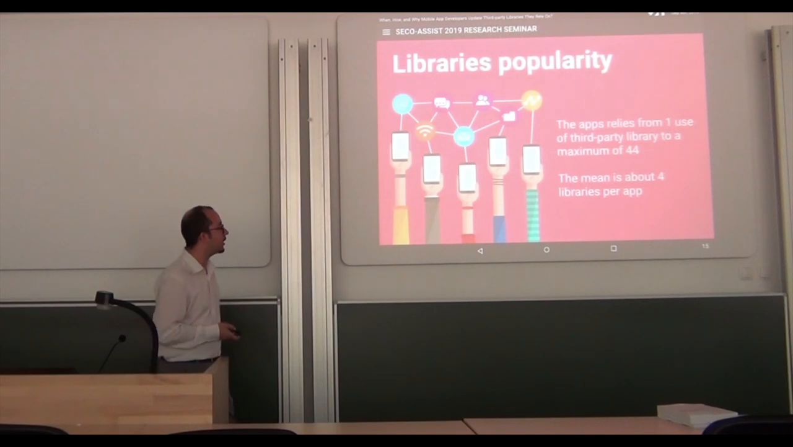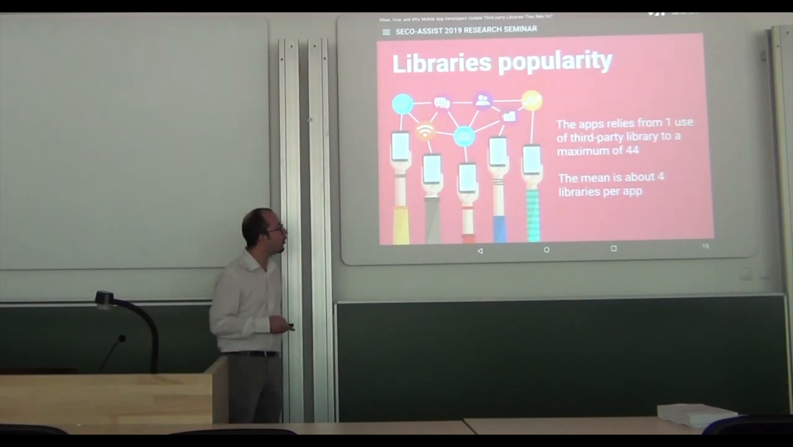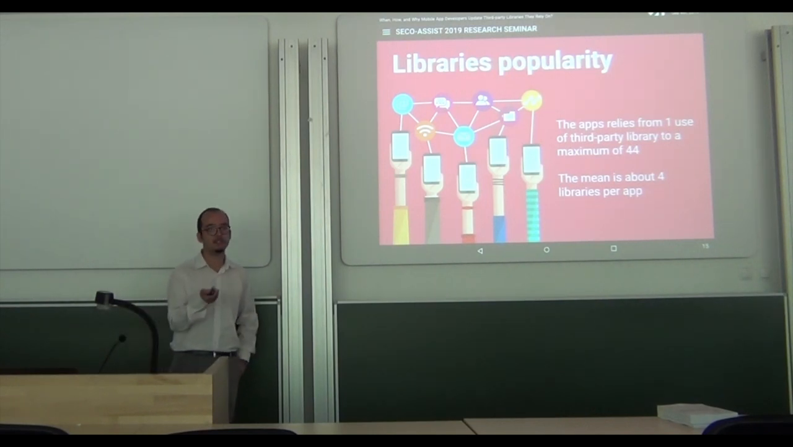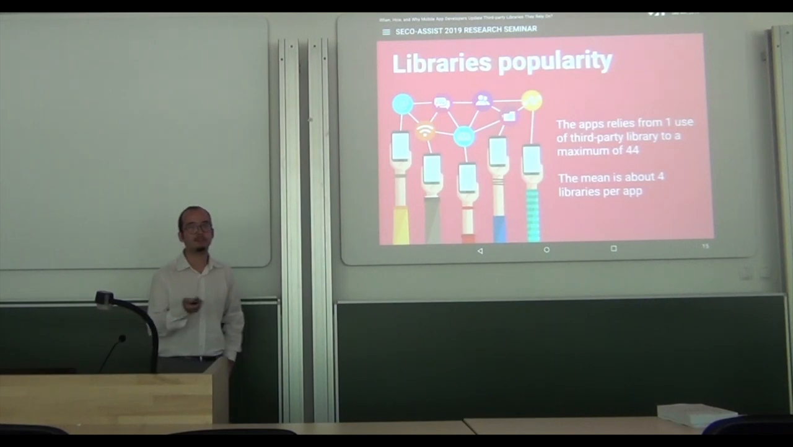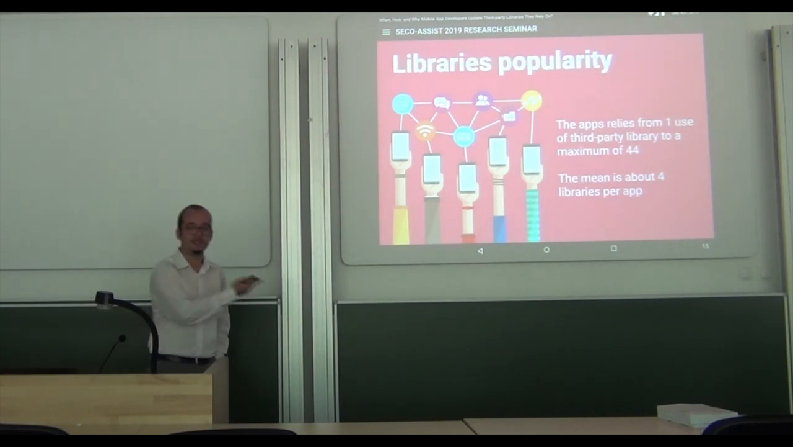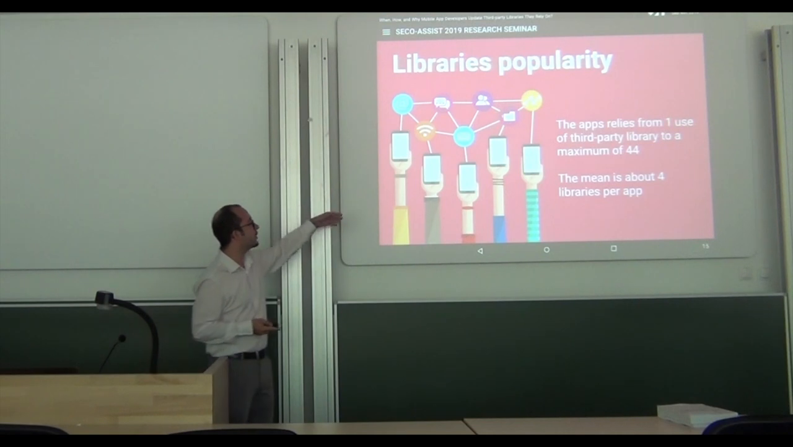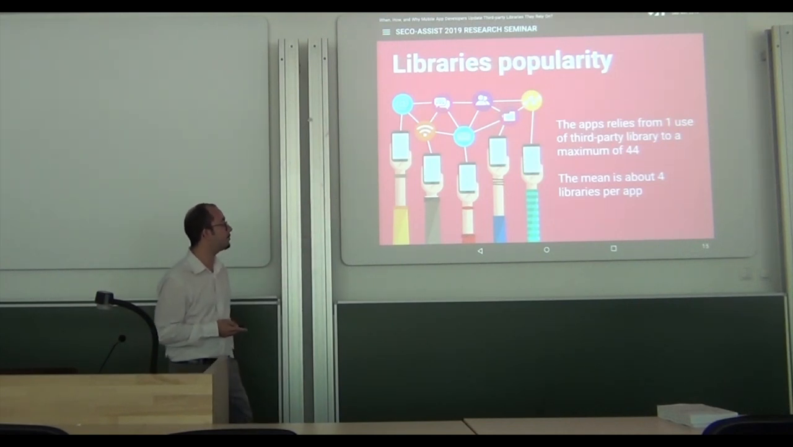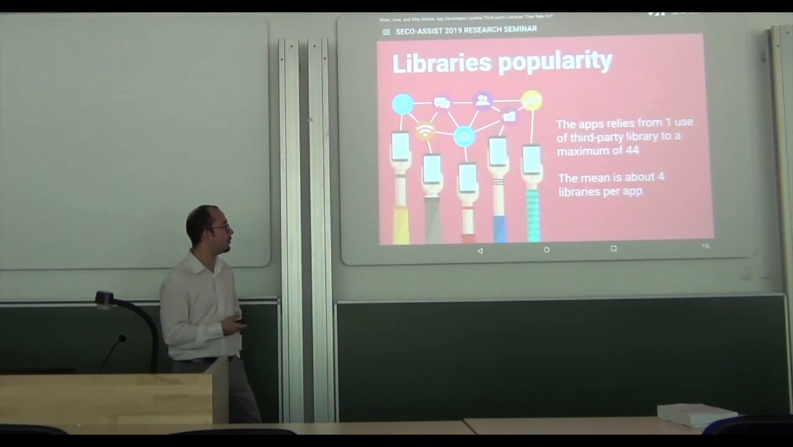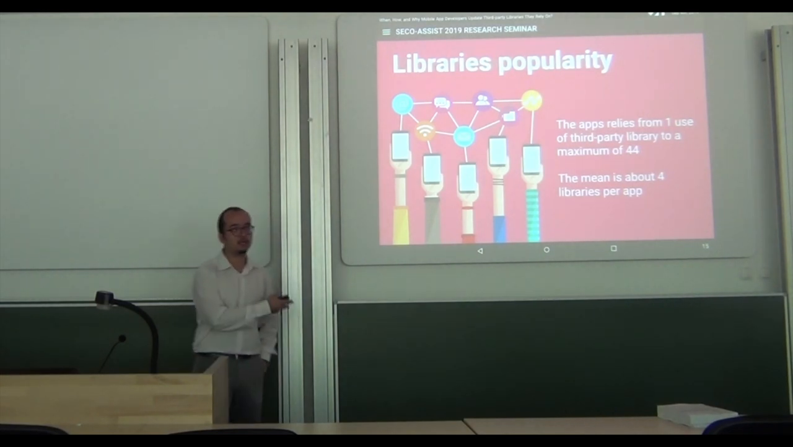So the first thing that we would like to analyze is how popular libraries are in these apps. First of all, we saw that almost all the apps are using at least a library. And actually, this result is pretty easy to understand, just because if you are developing an Android app, then you have to use at least one library, that is the Android library. But in the end, we saw that there are projects that are using up to 24 libraries. So it means that this kind of developers really rely a lot on libraries. But in general, we saw that the mean number of libraries used is 4. So it means that it's a common practice.